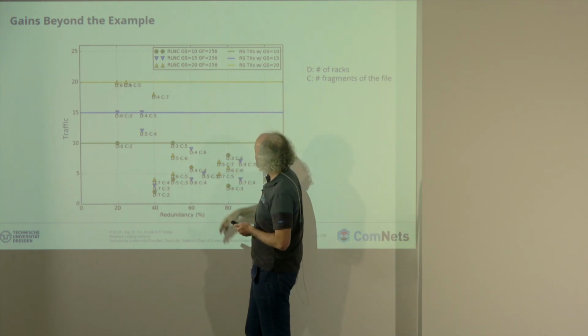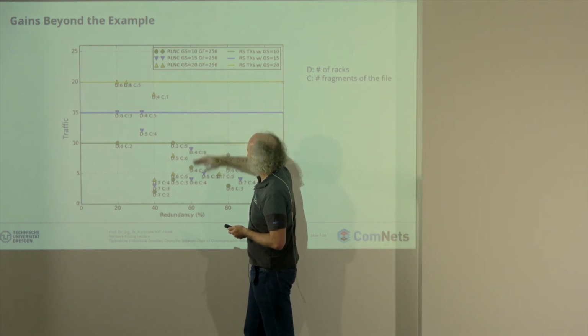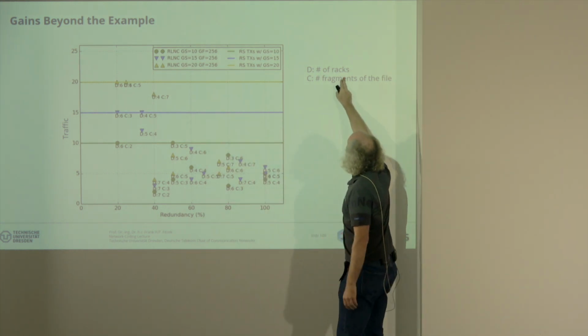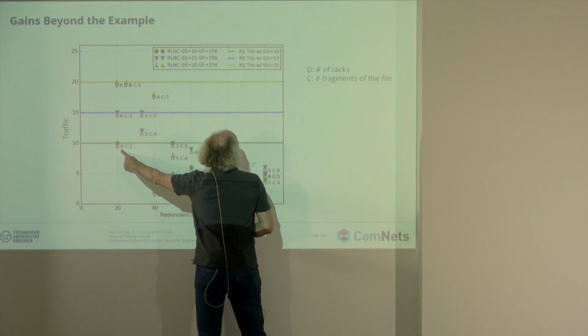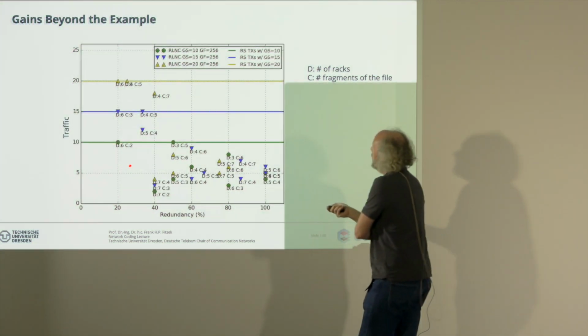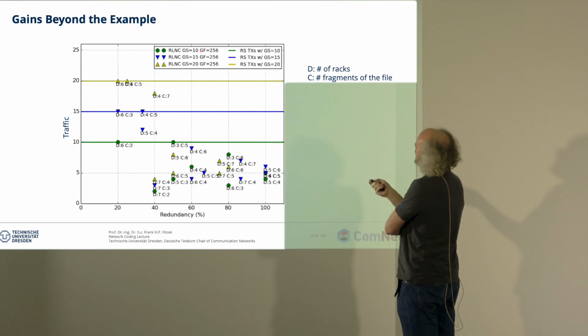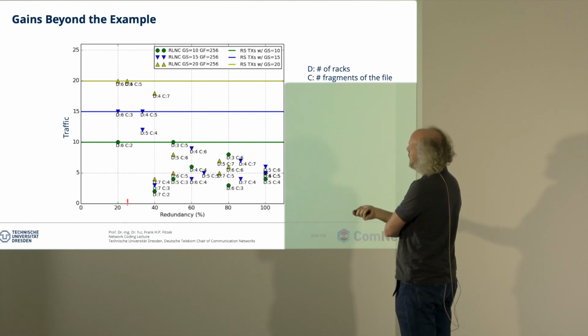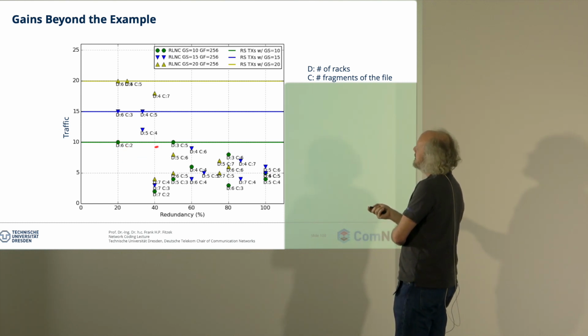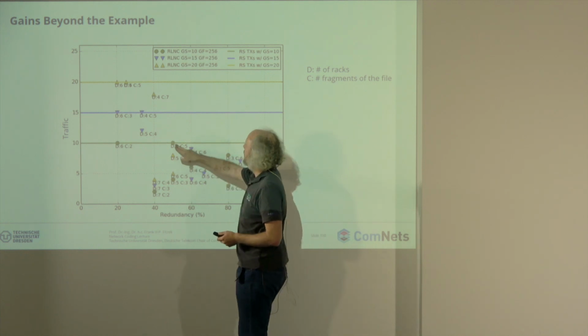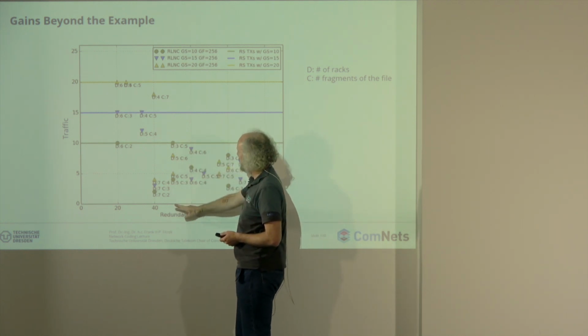But what you see is, let's take the green point here. So you can say D is the number of racks, C is the fragments of the file, right? So if you have 6 racks and 2 fragments of the file, then you see, okay, interesting, right? I had 12 pieces, 10 pieces, and I have this kind of code. There's 20% redundancy now, and then I would have the same situation, the same traffic as Reed-Solomon. If I would choose D3C5, then I would say same traffic as Reed-Solomon, but a different redundancy level.